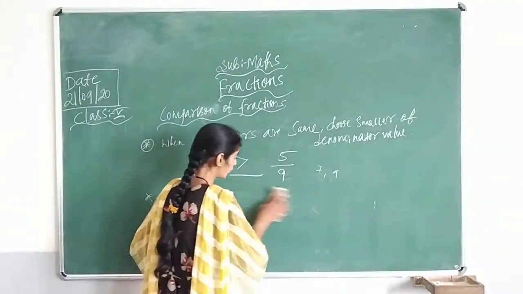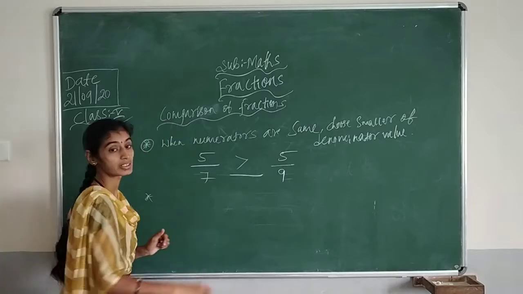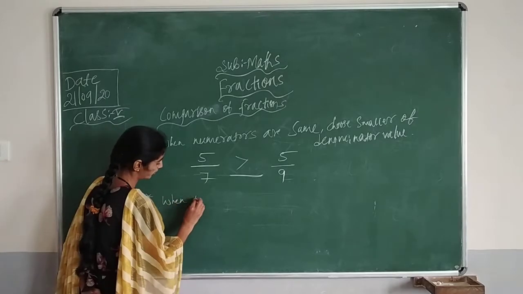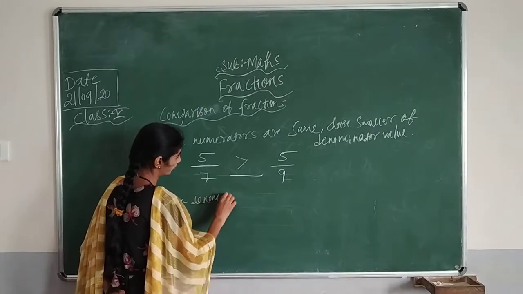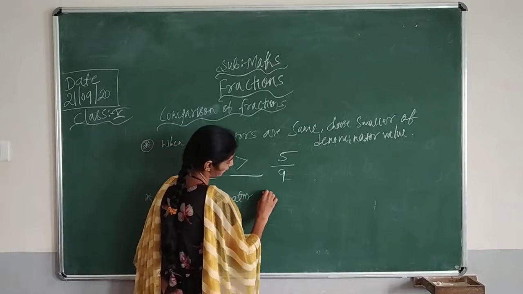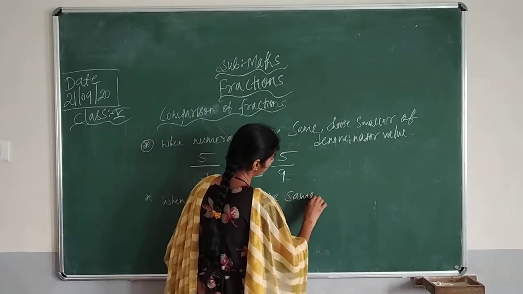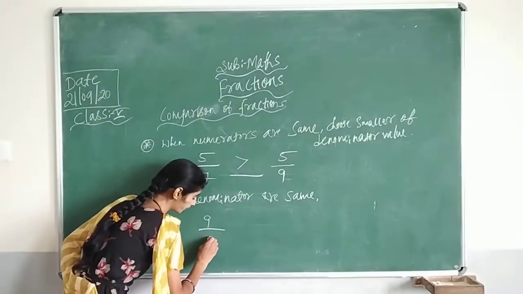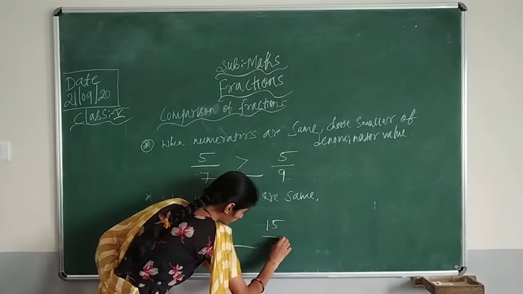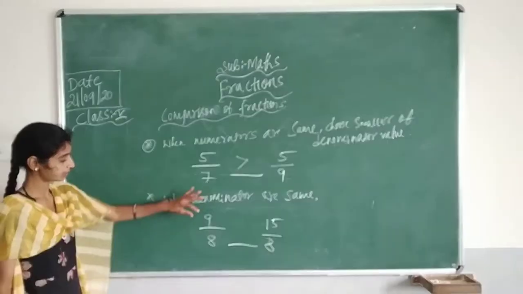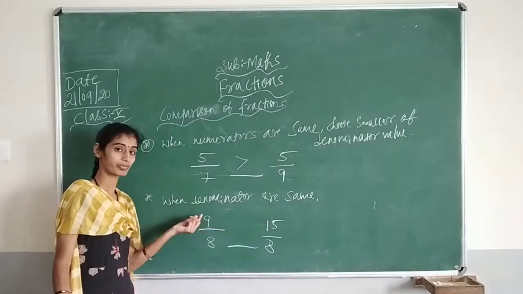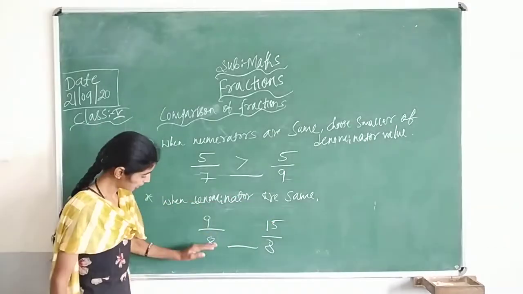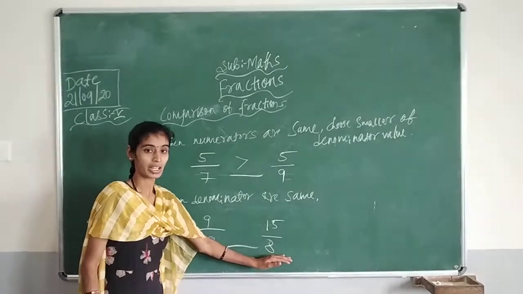So likewise, now we are going to see when the denominators are same. So now next type, when denominators are same. So at that time what you have to do, children? So now I will write 9 by 8 dash 15 by 8. So now you all can see numerator have the different values. Here it is 9 and here it is 15. Whereas see the denominator values. So both the denominators are 8, 8.